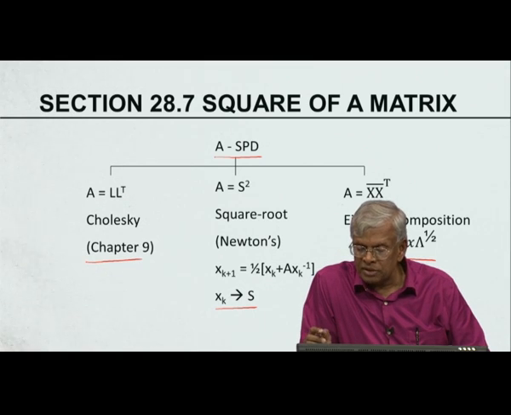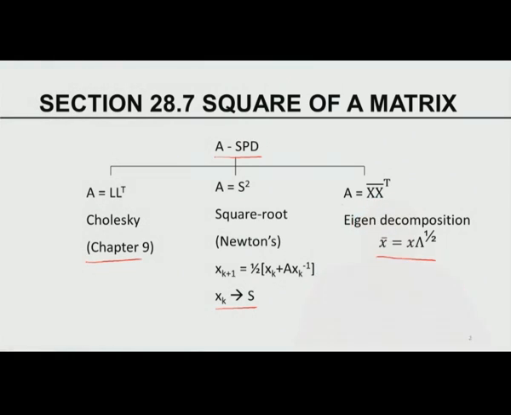X bar is a matrix. So this is X bar times this. So this could be written as X bar times X bar transpose. So this must be actually X bar is equal to X times lambda to the power half. Lambda to the power half is the square root of the diagonal matrix that consists of eigenvalues. Since the matrix A is positive definite, all the eigenvalues are positive, so the square root exists. So this is how the matrix square root is defined.